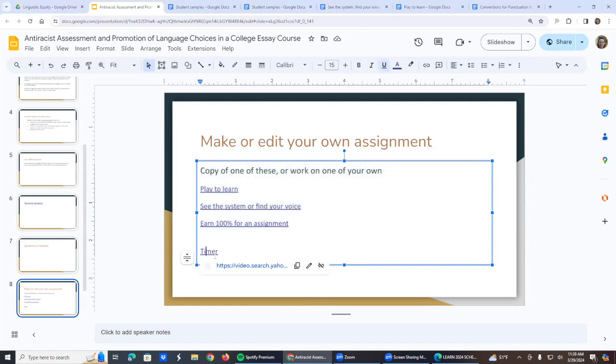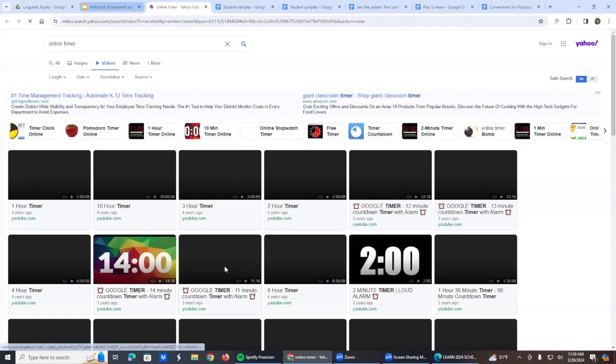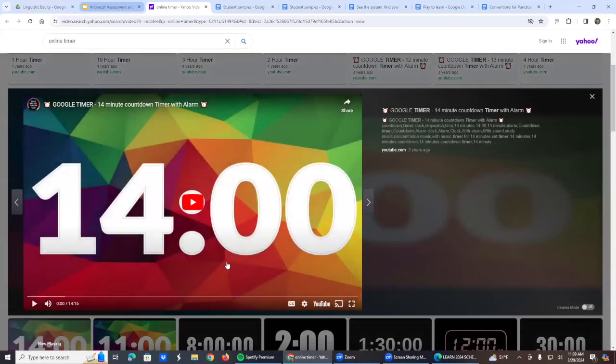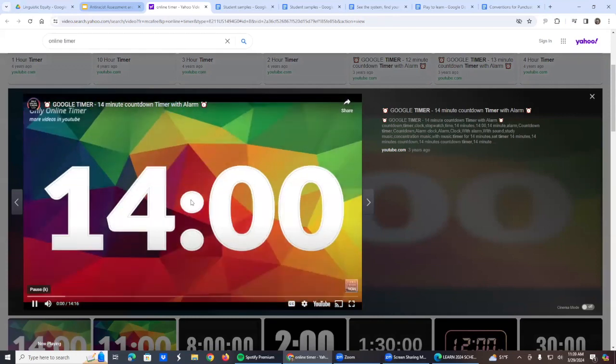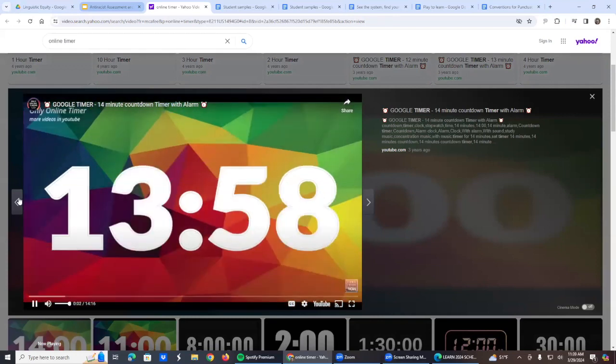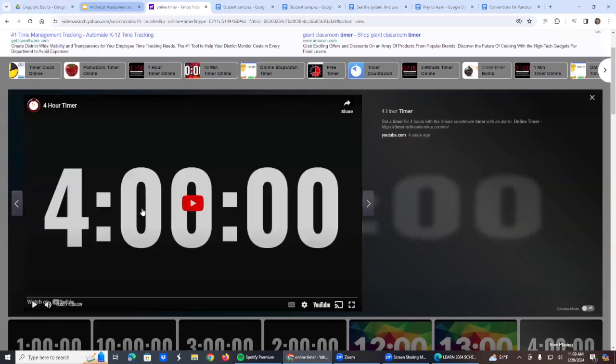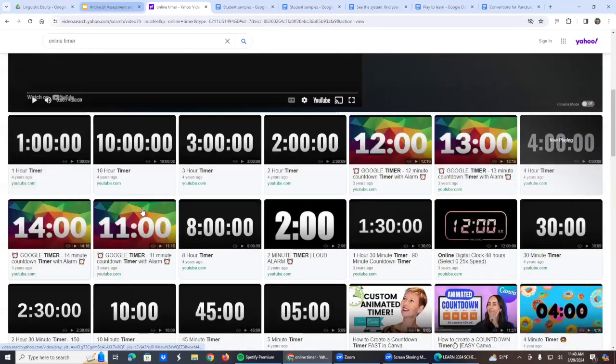So here's my little timer. Oh, it's going to show everybody the timer. Yeah, it's 14 minutes. I think I should go back and choose a different timer. Let's choose a 12-minute timer.